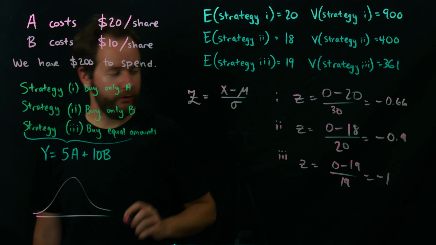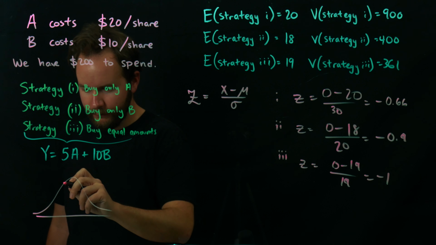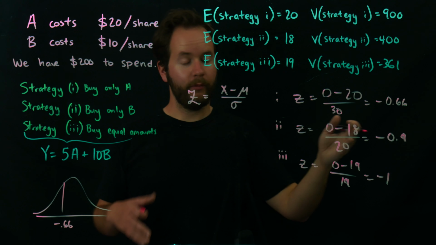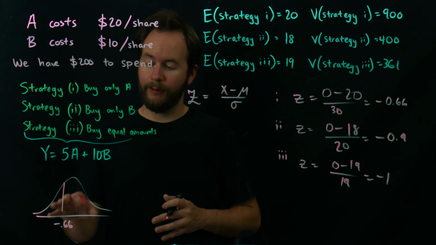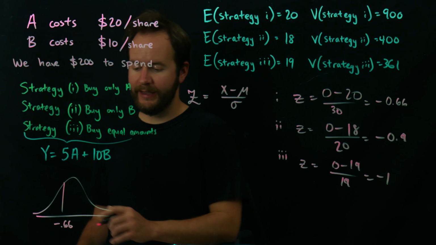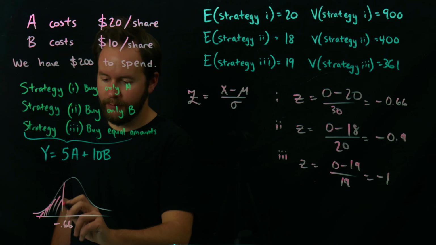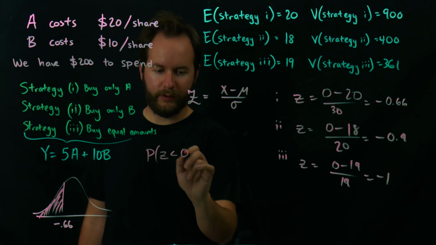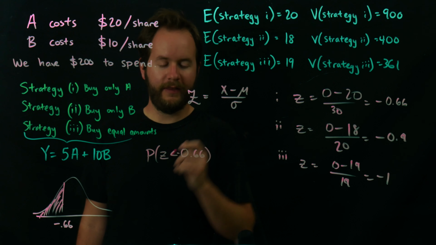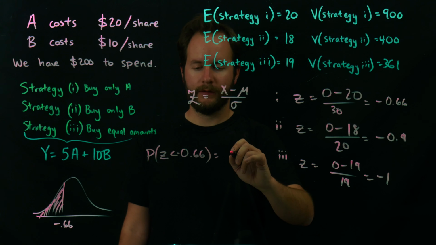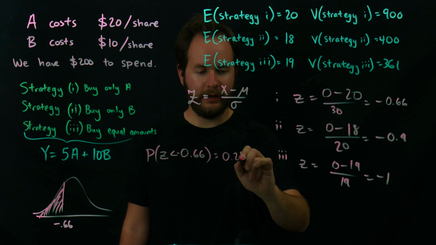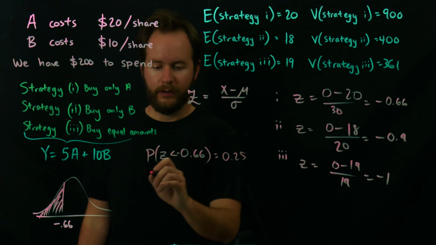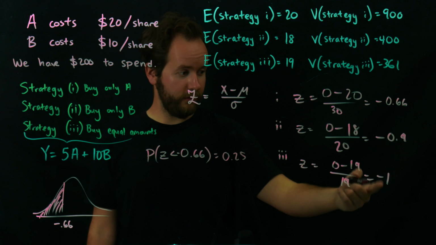Now that we have z-scores, we can plot them on this z-curve and find the probability that we end up left of that, because we're trying to find the probability we lose money. That's the negative side of this curve, so we're finding the probability that z is less than negative 0.66, and that comes out to be about 0.25. Again, you can do that using a z-table, or you can use a graphing calculator. We can also do the same thing for the other two z-scores.